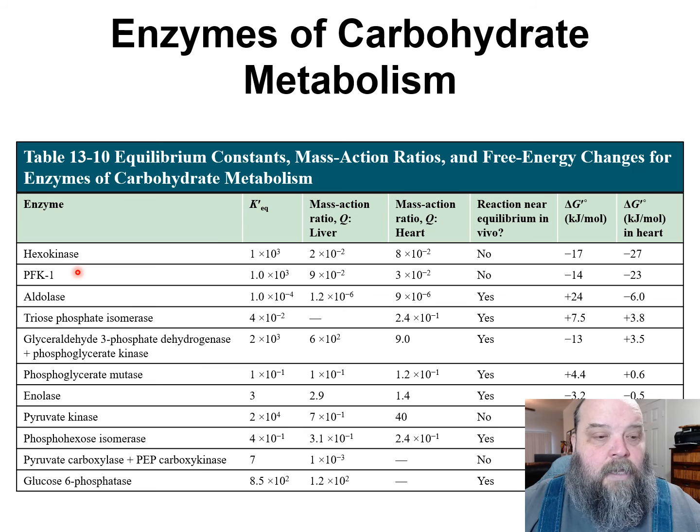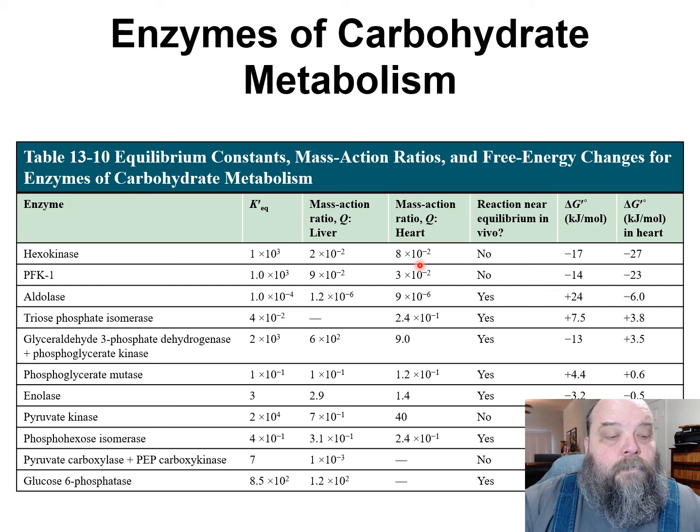Hexokinase, okay, adds a phosphate group to glucose, first step of glycolysis. K eq, 10 to the third. Q, 2 times 10 to the negative 2 in the liver. Wow. 8 times 10 to the negative 2 in the heart. Is this anywhere near equilibrium in vivo? No.